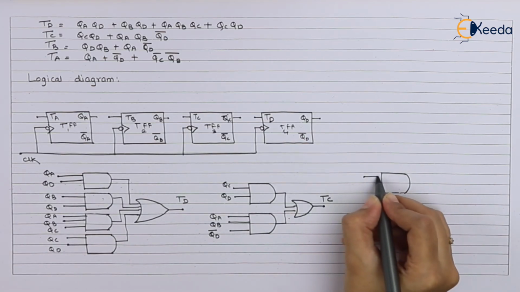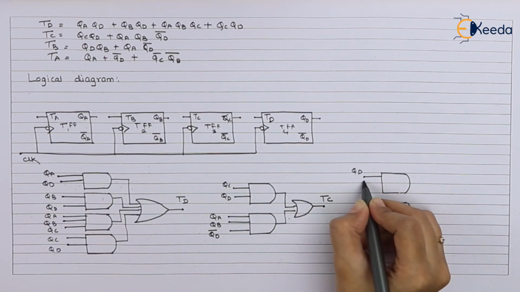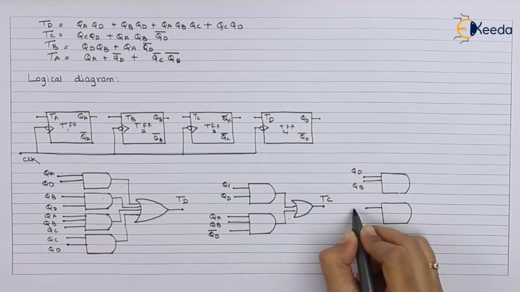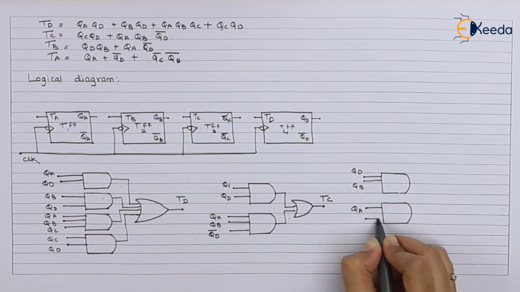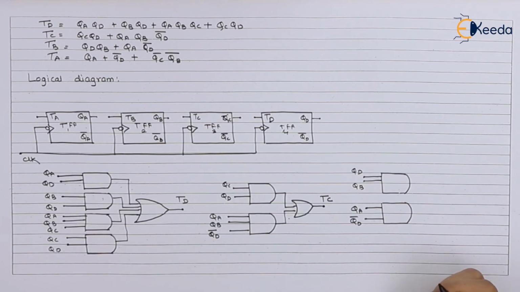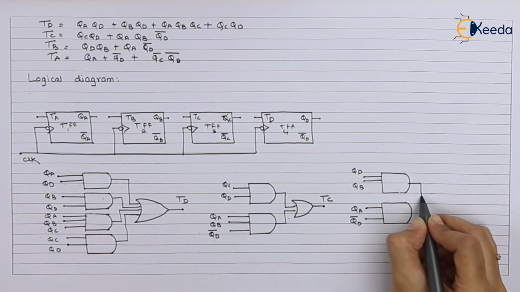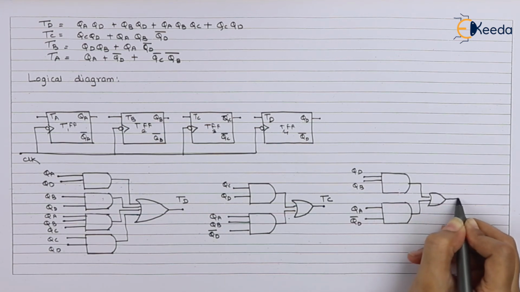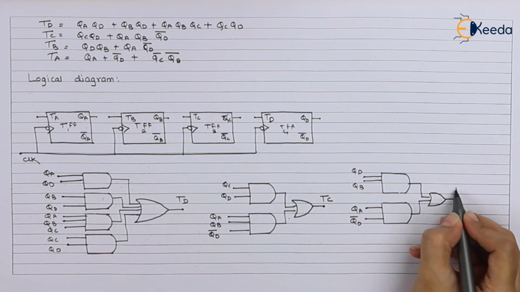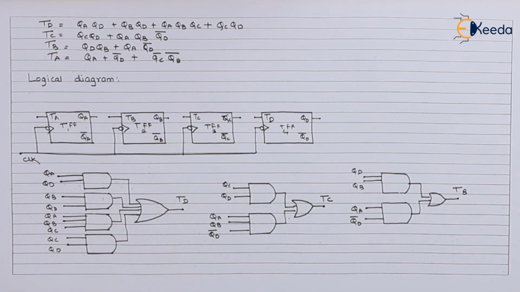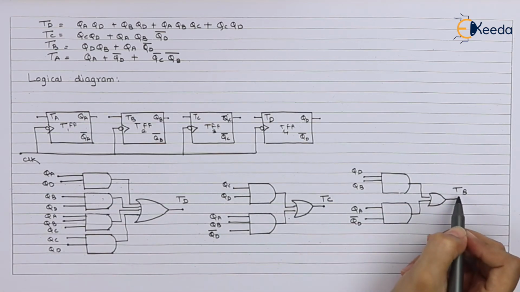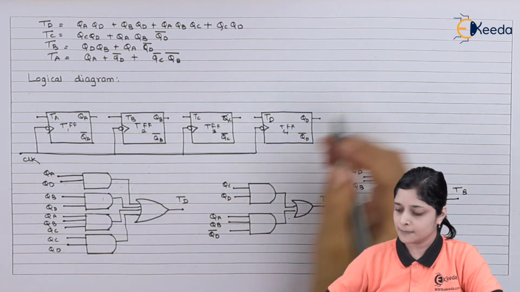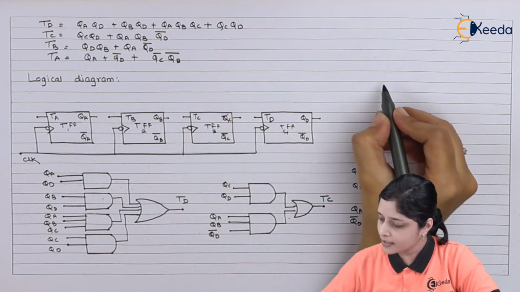Input to this is what? QD, QB. Here what? QA, QD bar. After that we will draw an OR gate for logical sum, and this becomes the output for what? TB. You have to apply this TB over here. Now we will focus on what? TA. So only one AND gate is required.